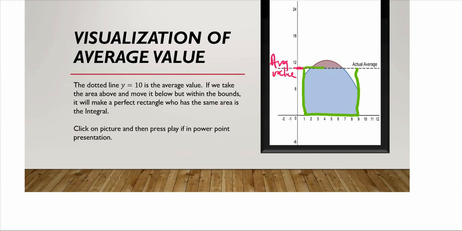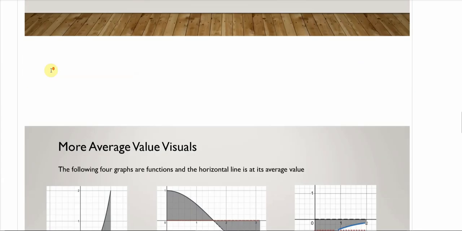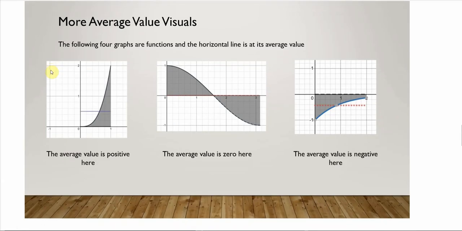Okay, so this here is going to be a rectangle. All right, and that rectangle has a base of 9 minus 1, which is really 8. So 8 times this height is going to be equal to the area underneath the curve. That's what the average value is. So the average value is the height of the perfect rectangle whose area is identical to the area underneath the curve.